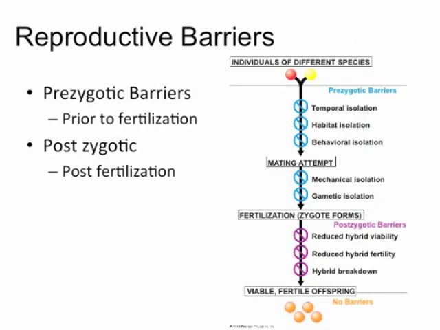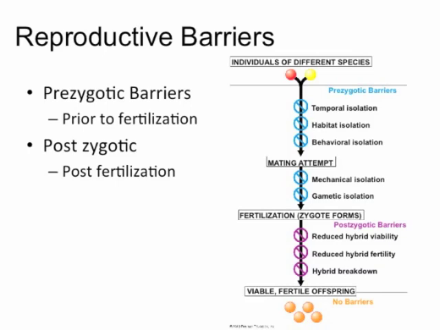So here's a list of different reproductive barriers. And really, I don't want you to spend your time learning about all the different specific reproductive barriers, although we will have some examples throughout the course. Basically, we're talking about two different major types of barriers. One is prezygotic, so that's prior to fertilization, and the other is postzygotic.